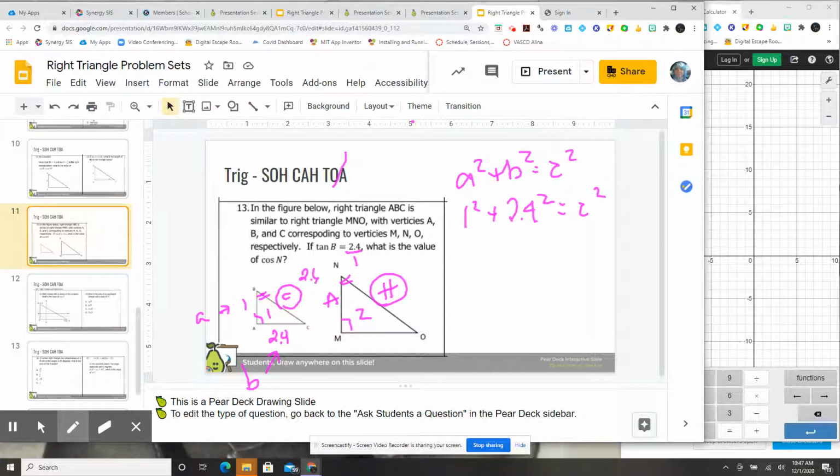2.6. So now I can use my cosine of N. The cosine of N is not going to matter if we use the adjacent and the hypotenuse in the big triangle or the adjacent and the hypotenuse in the little triangle. Cosine of N, because they are similar shapes, is just going to be adjacent over hypotenuse, which is 1 over 2.6.